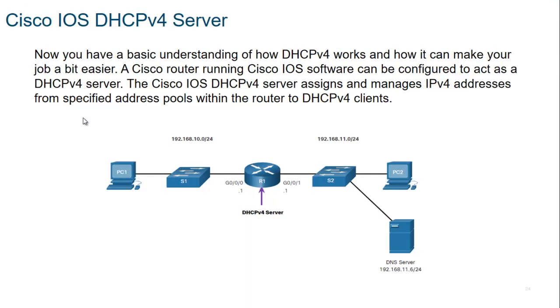A Cisco router running Cisco IOS software can be configured to act as a DHCPv4 server. The Cisco IOS DHCPv4 server assigns and manages IPv4 addresses from specified address pools within the router to the DHCPv4 clients. This address pool, you can imagine to be the bag that I described before, the bag with all the addresses of the subnet within it. Here we have different hosts connected to the router, and the router is acting as the DHCPv4 server.